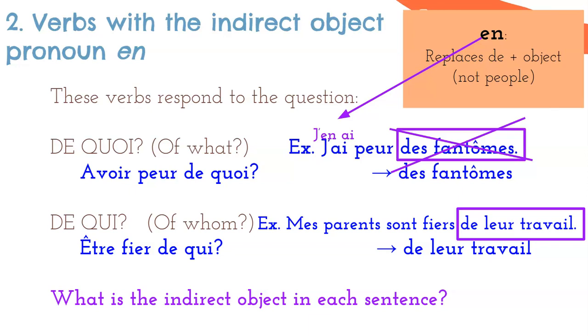Similarly, if you've already been talking about their work, right, you can get rid of de leur travail. Mes parents en sont fiers. Voilà.